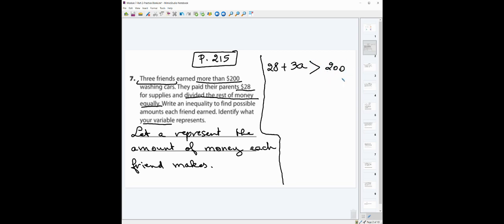That was the important piece of information that we first identified. And then we identified that they're going to pay $28 to their parents out of the $200. And then each of them is going to get $A. So 3 friends, $A each. That's 3 times A. And we get the inequality 28 plus 3A is greater than 200. We just set up our inequality. Let's go ahead and look at a couple more examples and see how we do from there.